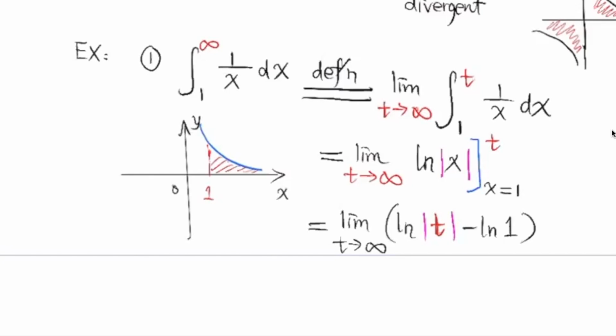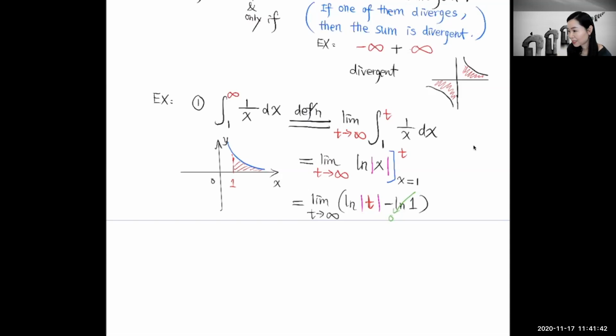Equal to 0, right? So we're taking the limit of ln of t, where t goes to infinity. As t goes to infinity, ln of t also goes to infinity. So this limit will be equal to infinity, which is not a real number. Because the limit does not exist as a real number, right?